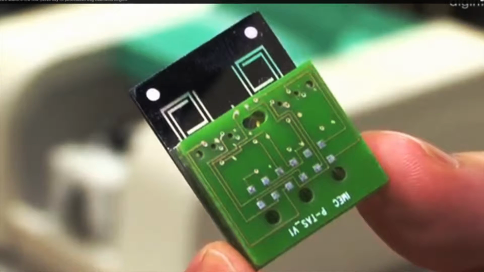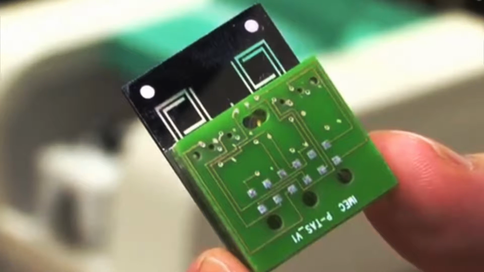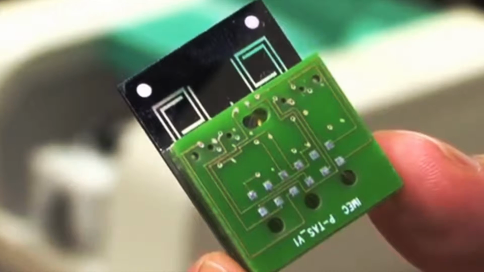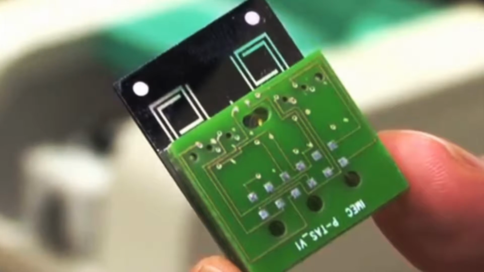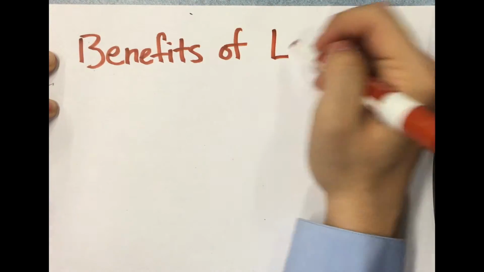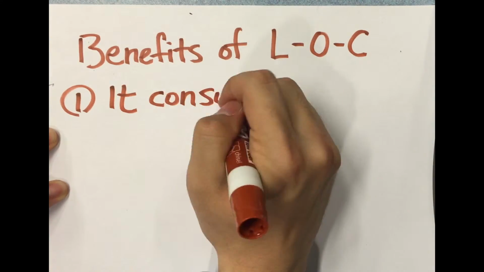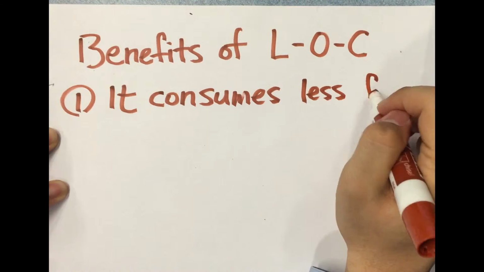Lab-on-a-chip is a device that integrates several laboratory functions on a single chip of only millimeters to a few square centimeters to achieve automation and high throughput screening. Some of the benefits are that it consumes less fluid reactant volume because it only requires a drop of the reactant, and it's faster to analyze due to short diffusion distances.